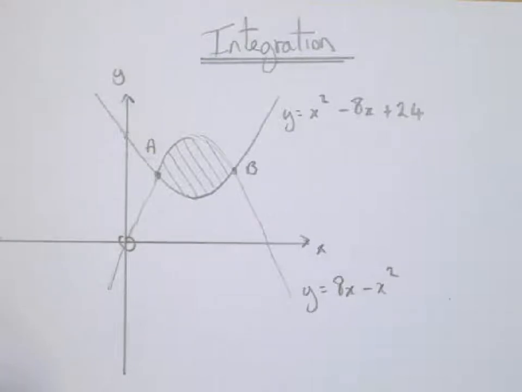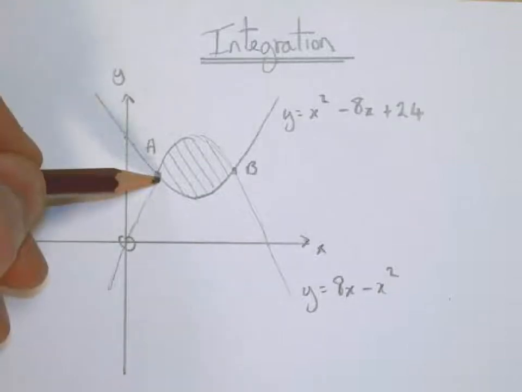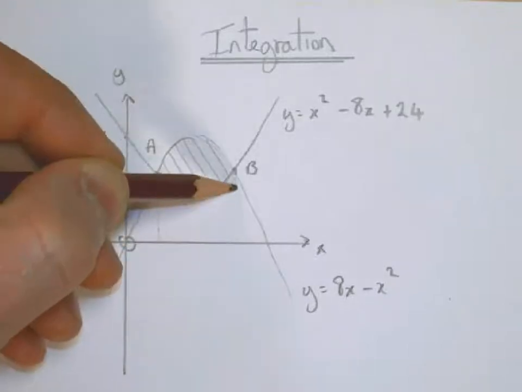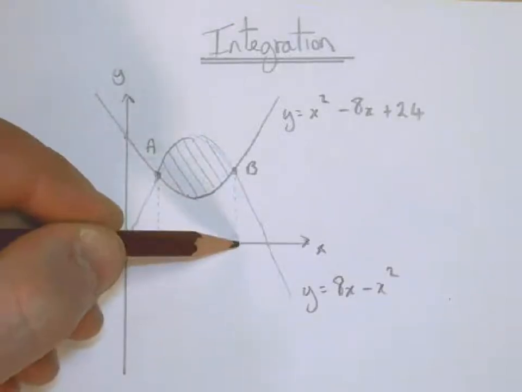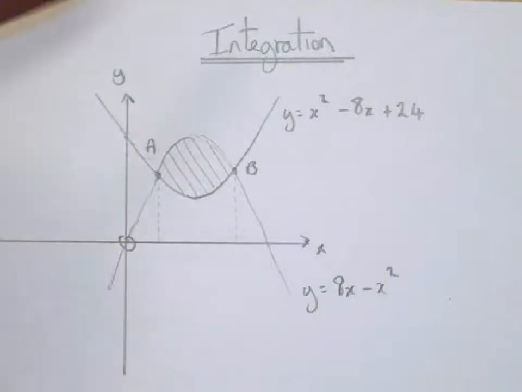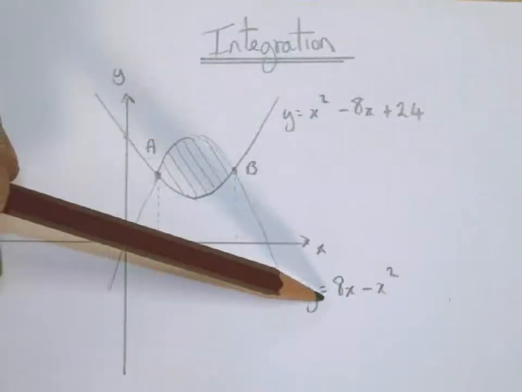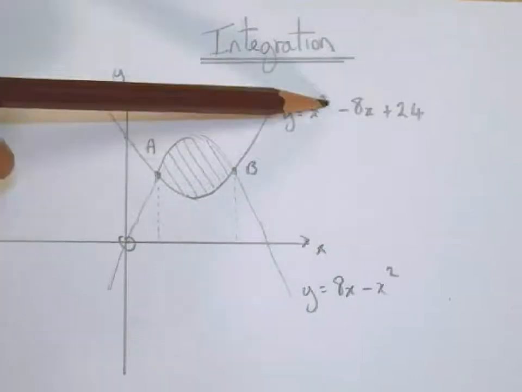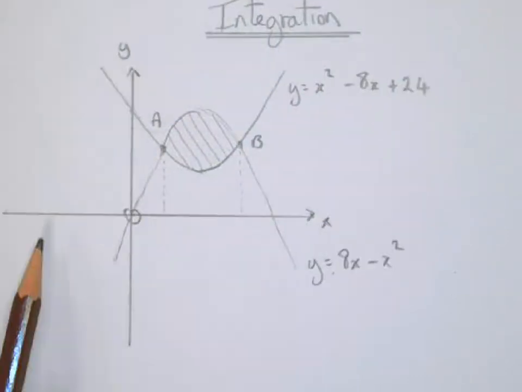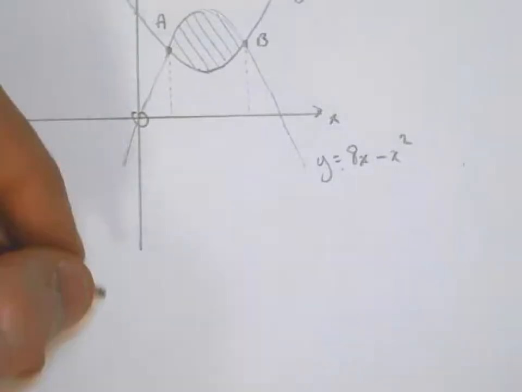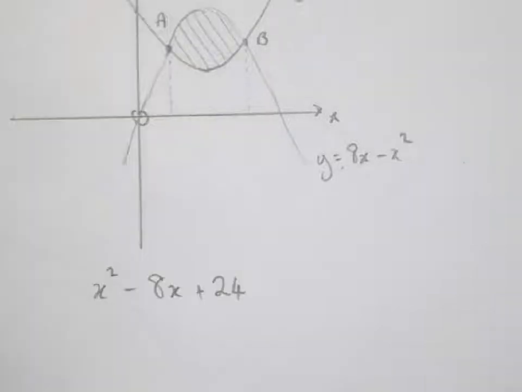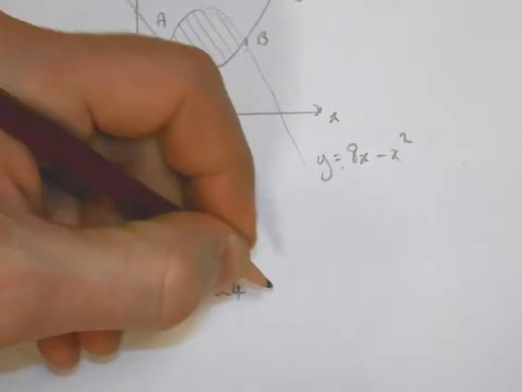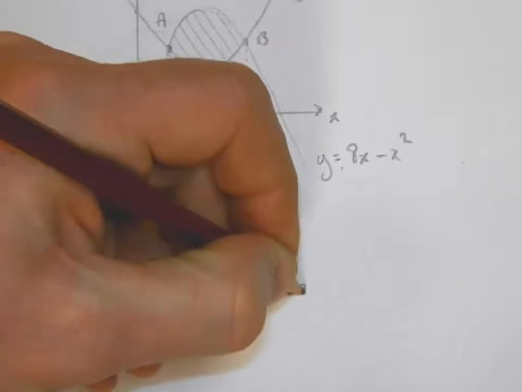So to do this we need to use integration, but before we can integrate we've got to find out at what point these two curves meet. So we're going to try and find out the x value here and the x coordinate here as well. To do that, to find out when these two quadratics equal each other, we've got to make this equal to this. So we can write down x squared minus 8x plus 24 has got to equal 8x minus x squared.